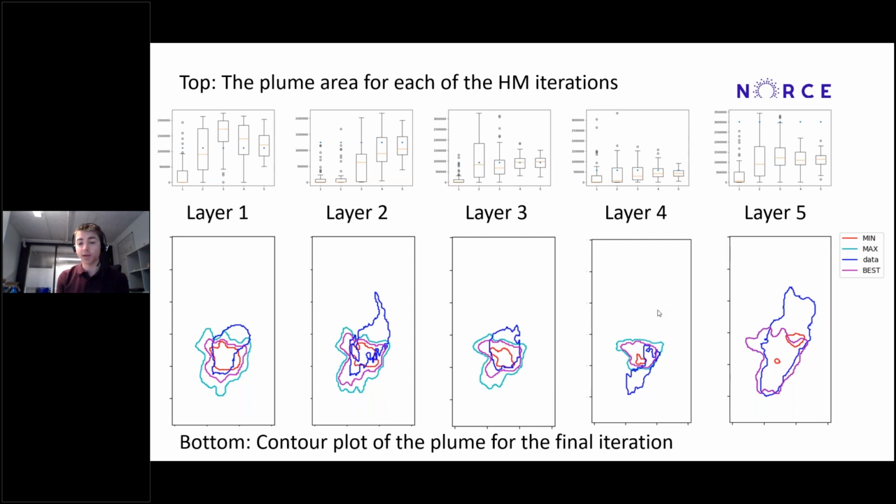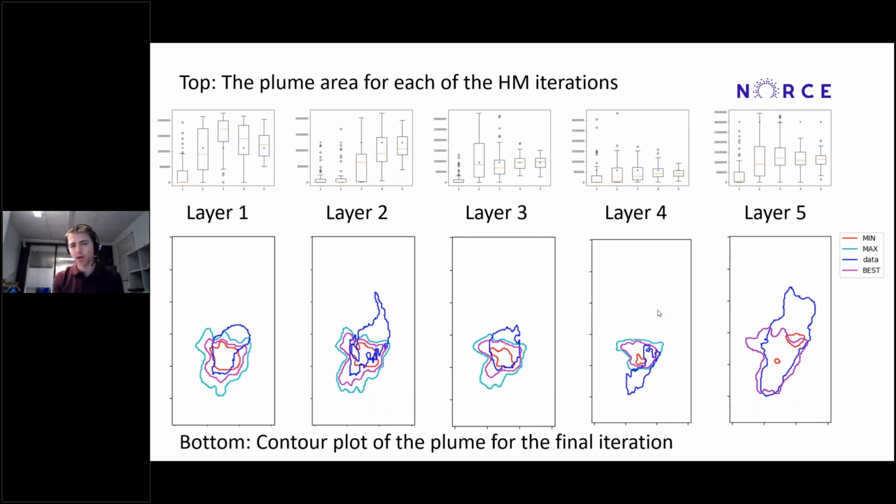If you move down and look at the contours, what you see here is that in blue it's the data, so that's based on the seismic and the plume outlines given by the data, and the red one is the contour of the ensemble with the least area, and the cyan is the maximum area, and the purple is the best match. So that's where the area is closest.